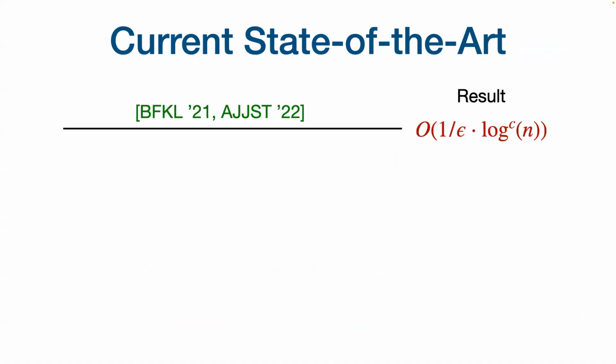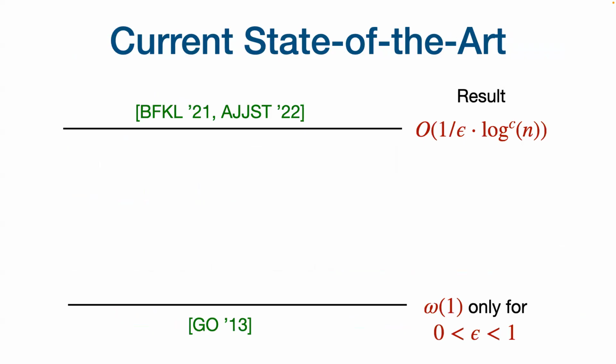So let's recap again. What is the state of the art? For upper bounds, these papers give you order 1 over epsilon times polylog n. This is the number of passes, and we're only focusing on a 1 plus epsilon approximation. Okay. And in terms of lower bound, you get little omega of 1 for some very small values of epsilon, and it's very specific.